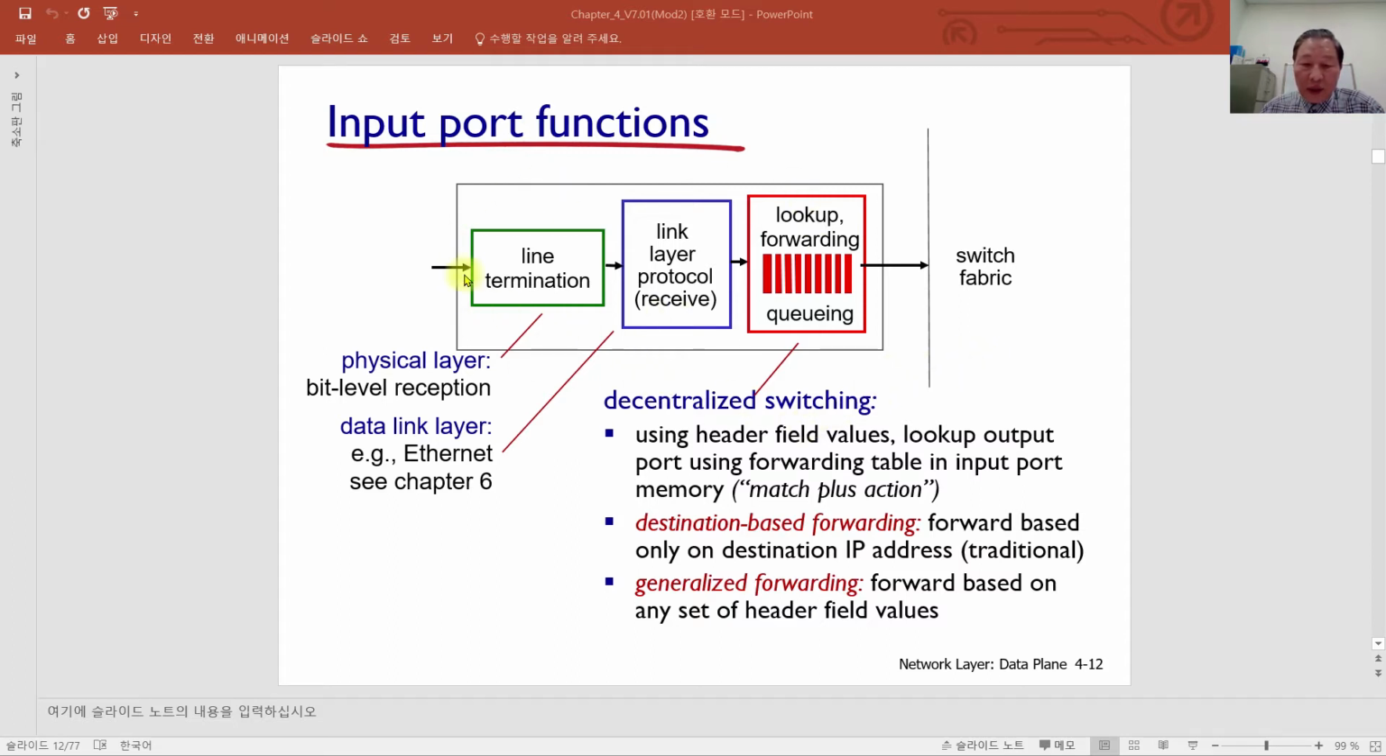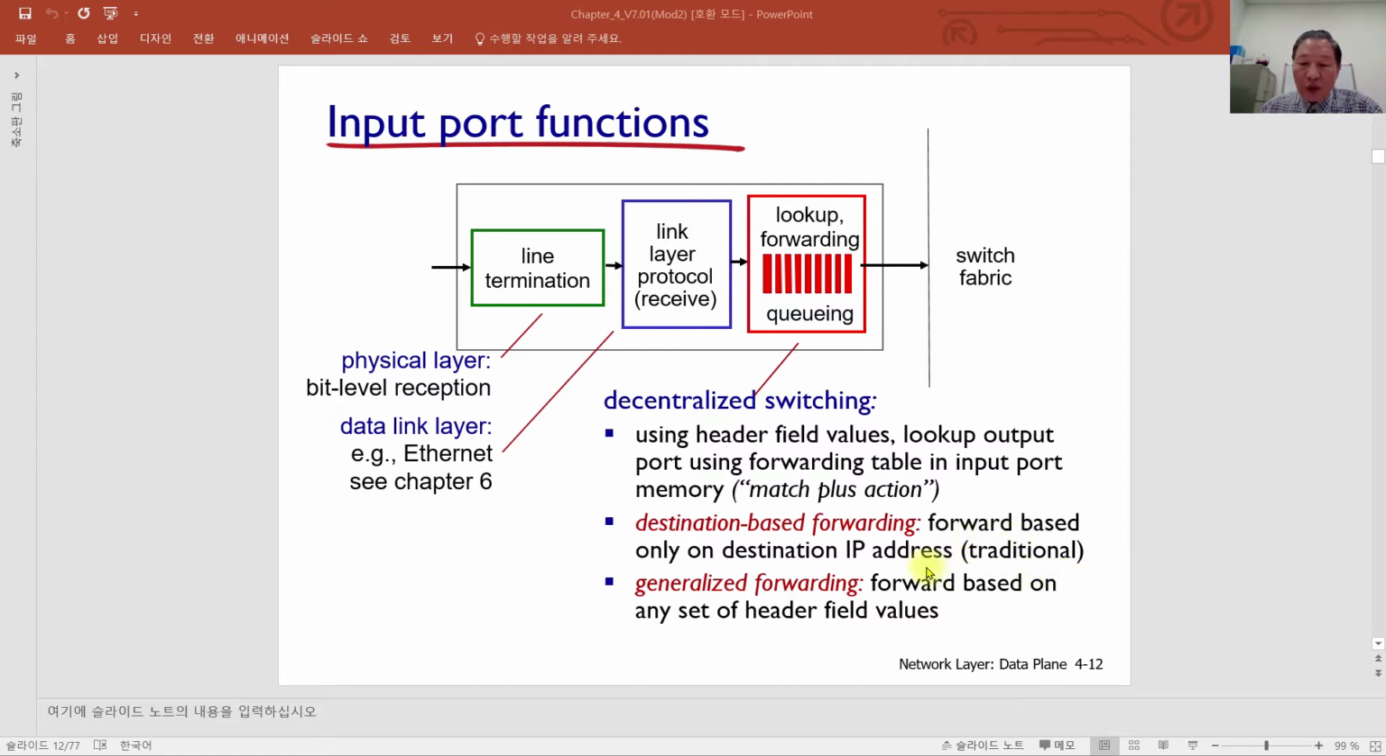Same figure, and this one is still explaining the input port functions. Using header field values, that is the information about the final destination, lookup output port using forwarding table in input port memory. And as we learned already, the traditional router is using this scheme, destination-based forwarding. That means forwarding based only on the destination IP address. The traditional router is doing it in that way.